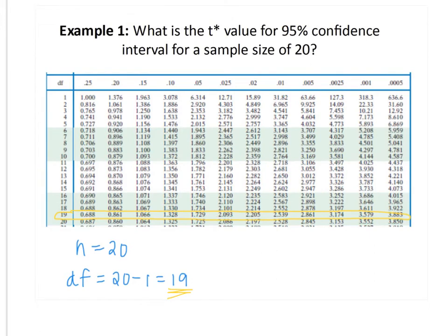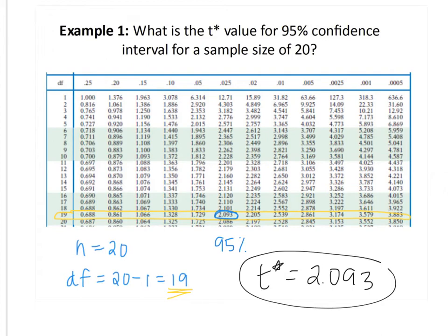So on your purple sheet, you see the confidence level. So 95% confidence would be down here. And that matches with row 19 for my degrees of freedom to give me a t-star value of 2.093. So that's one example.